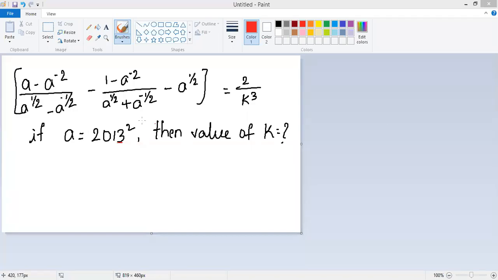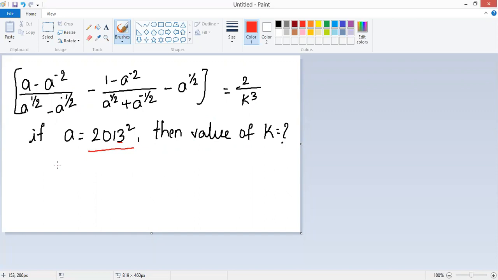Hi guys. In this question, the relation between a and k is given as a minus a power minus 2 by a power 1 by 2 minus a power minus 1 by 2, minus 1 minus a power minus 2 by a power 1 by 2 plus a power minus 1 by 2, minus a power 1 by 2, is equal to 2 by k cube. If the value of a is 2013 square, then find the value of k.